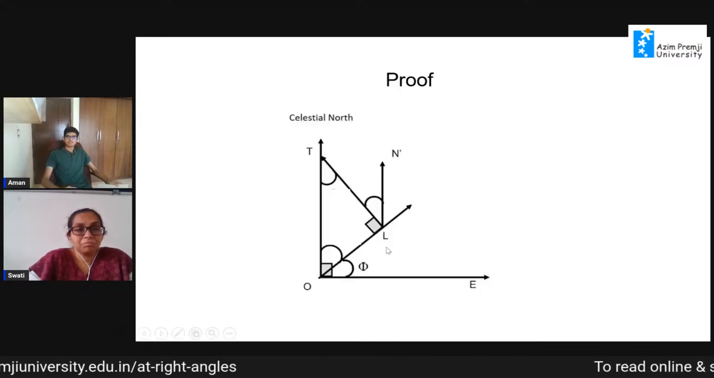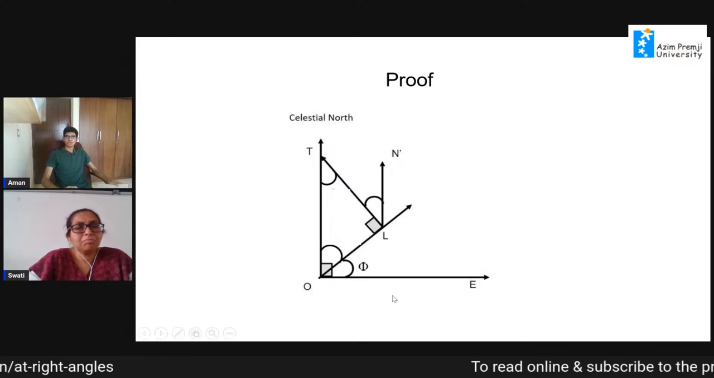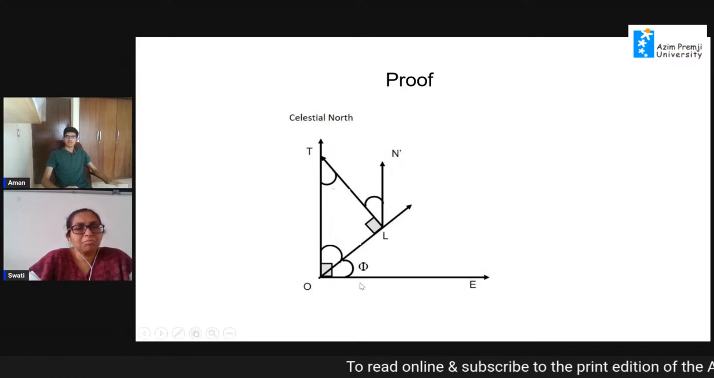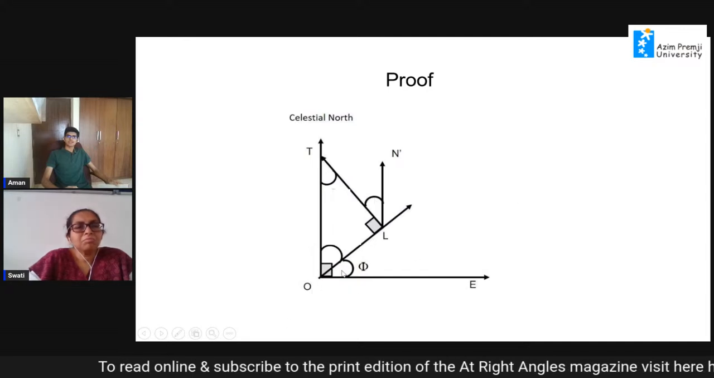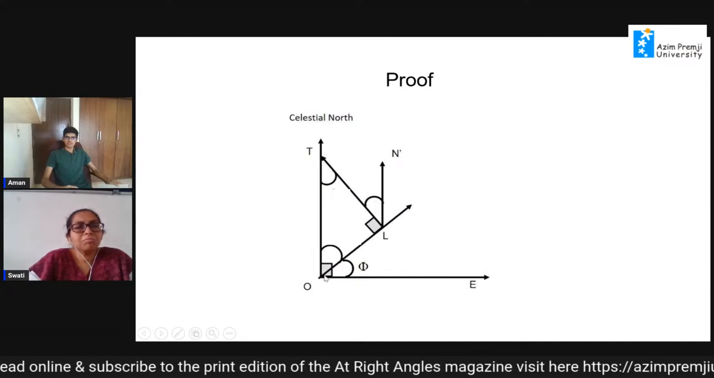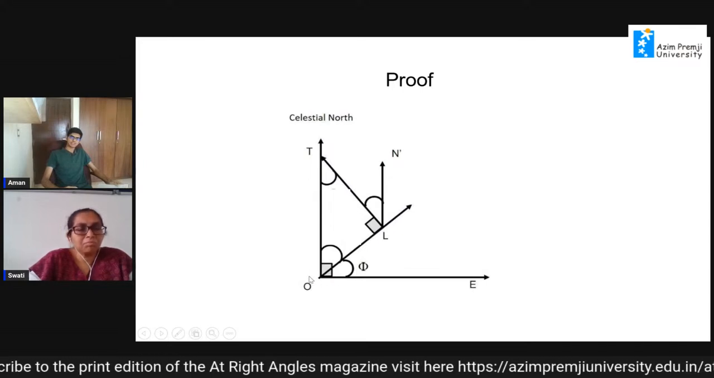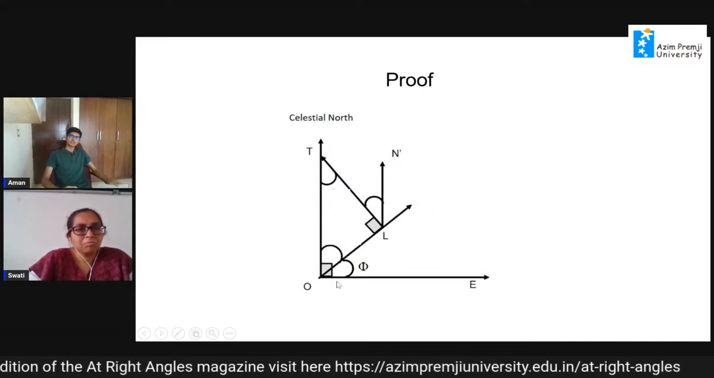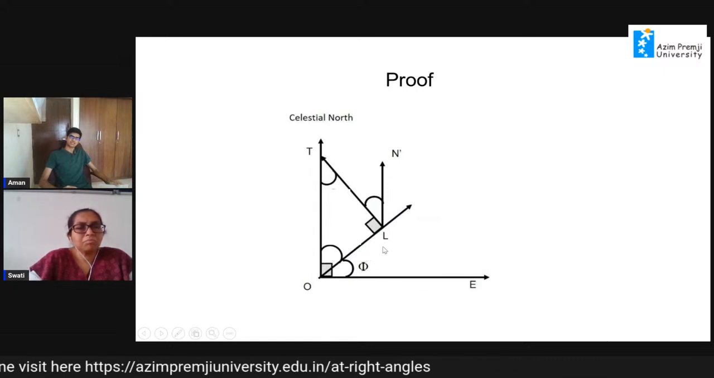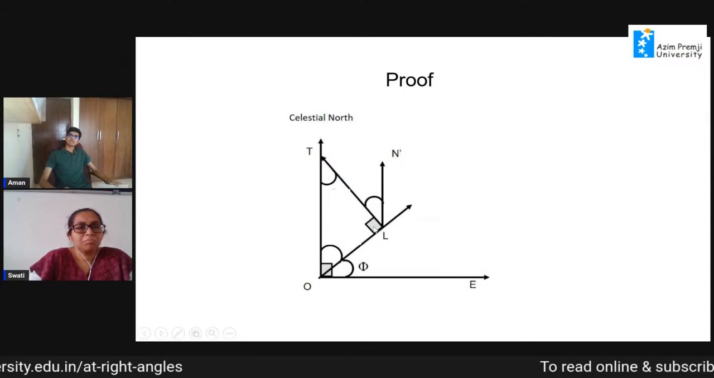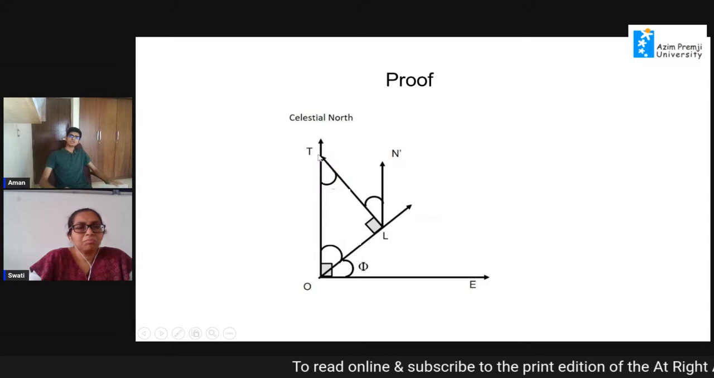So let's suppose this is the equatorial plane. So OE over here is the direction of the equator, and OL over here is the vector pointing to your location. So O is the center of the Earth, and OL is the vector pointing from the center of the Earth to your location. So the angle between OL and OE is your latitude, which is marked here as phi. And LN prime is your celestial north, and LT is your local north.